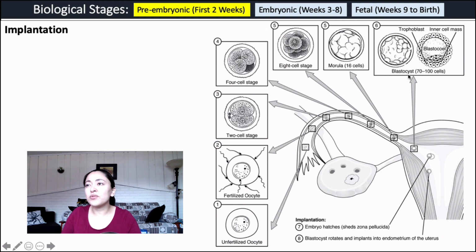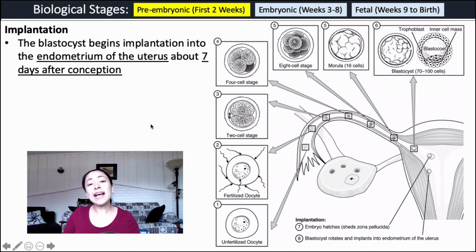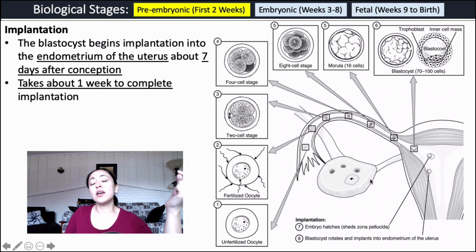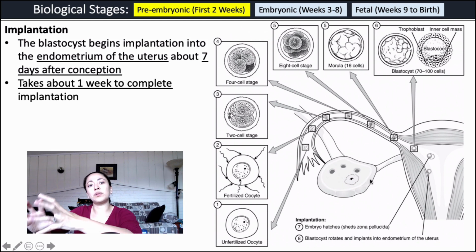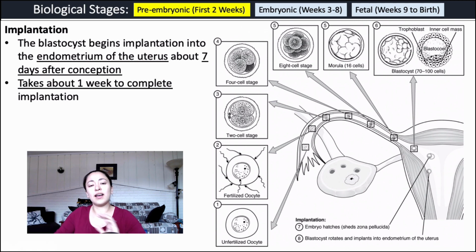Then it becomes the blastocyst. Remember that sphere of cells here. And it's actually the blastocyst that's going to implant into the endometrium of the uterus. The blastocyst begins implanting into the endometrium of the uterus about 7 days after conception, or after fertilization. So that means it takes about 7 days or so for the conceptus to make its way from here all the way down to the uterus where it's going to start to implant. Then it takes about a week for the blastocyst to completely implant and burrow itself into the uterine lining.